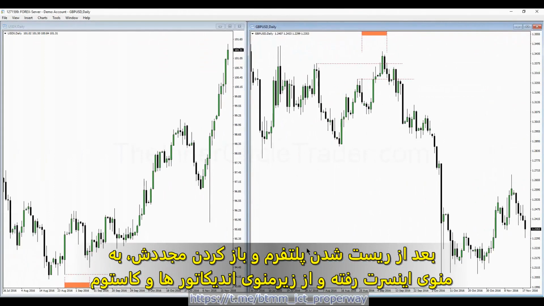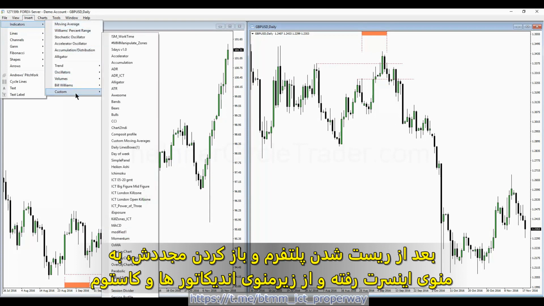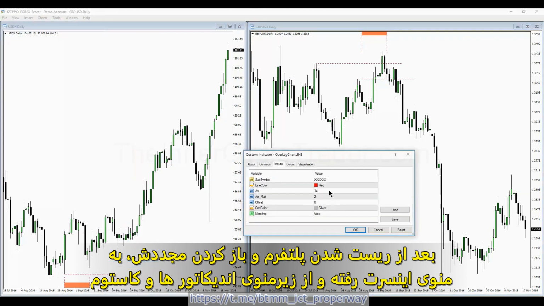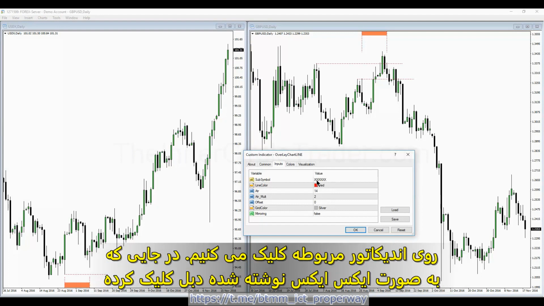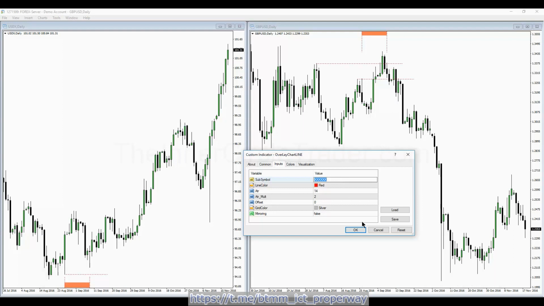Okay, here we are back, rebooted, and you would just go up into Insert, go down to Indicators, and go to Custom, and scroll down to Overlay Chart Line. Click on that. Where it says all these double X's, double click on that, and what you're going to be doing is changing that to whatever pair or the dollar index you want to use.